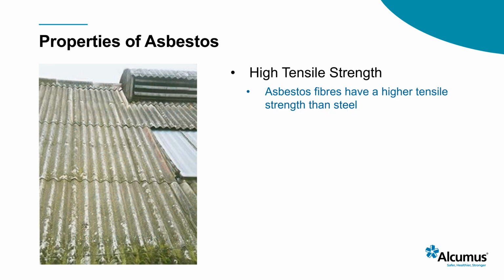Asbestos fibres have a higher tensile strength than steel. When mixed with other materials, its strength and its flexibilities allow the manufacture of many useful construction products, such as the asbestos cement roof panels as shown.